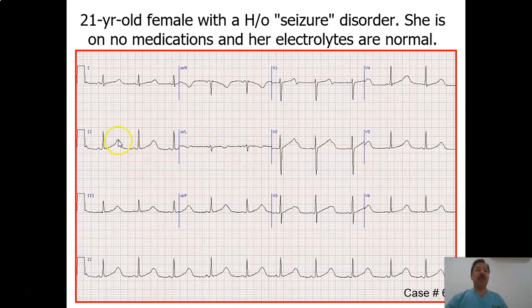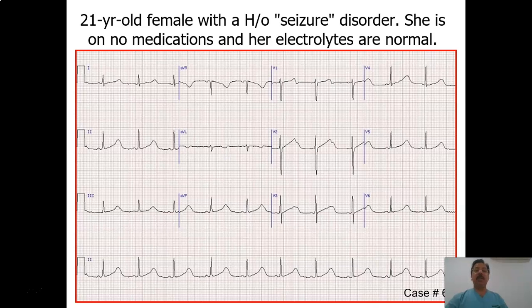ST segment: this looks okay, but the J point is not raised, so there is no ST segment elevation here. ST segment depressions: maybe in one lead, AVL, but it is isolated. It should be in two or more anatomically contiguous leads. No. T wave inversions: this is only in AVL, maybe not significant.